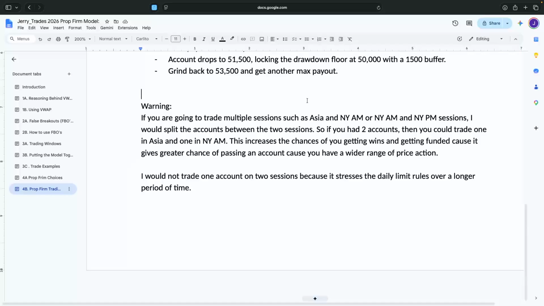So if you're going to trade the Asia session and the New York AM session, I would just split the accounts between them. If you have 2 accounts, you'll trade one in Asia and one in the New York AM session. This also increases the probability of you getting at least 1 of these accounts passed and getting a payout, because you have a wider range of price action to trade, so there's a better chance of catching a very nice move.